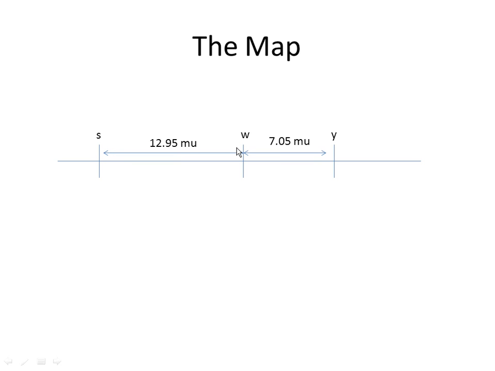W's in the middle. Now you could rotate this whole image 180 degrees. You could have Y over here on the far left, but then you need to have 7.05 map units to W and then 12.95 map units to S. That would be fine.